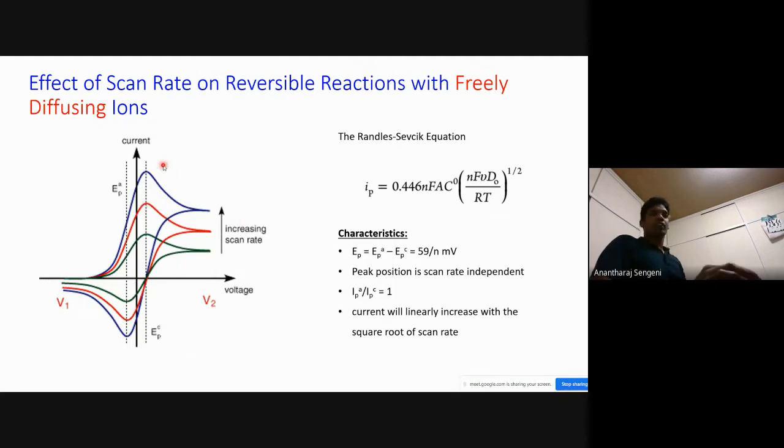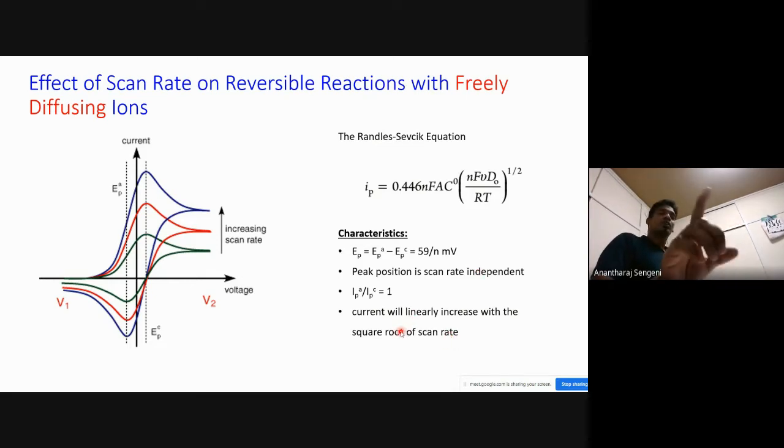So in the case of a freely diffusing ion, the relationship between the peak current and the scan rate is given by the famous Randles-Sevcik equation, which states that the current will increase linearly with the square root of the scan rate. Okay, so this is very, very important.